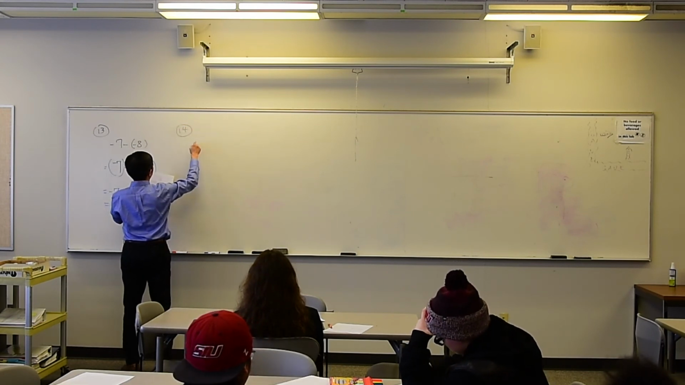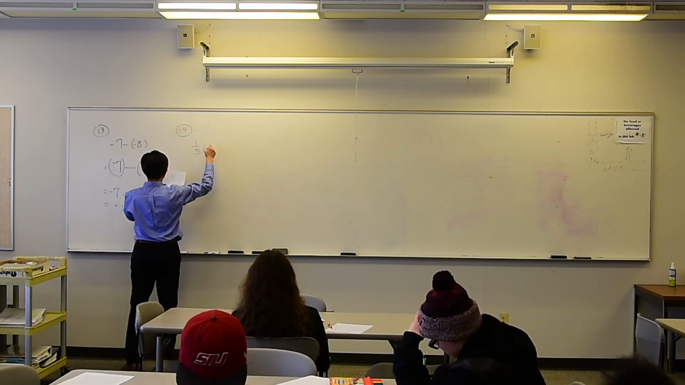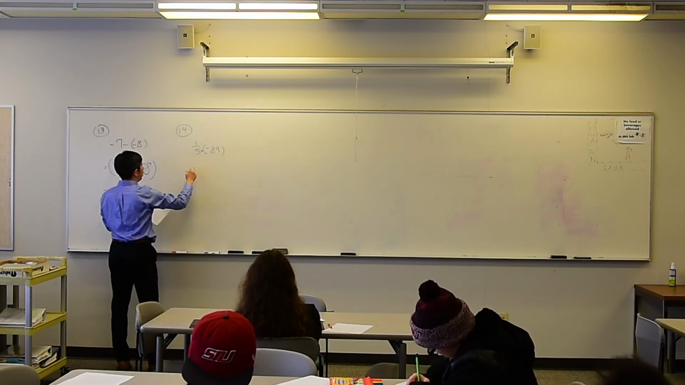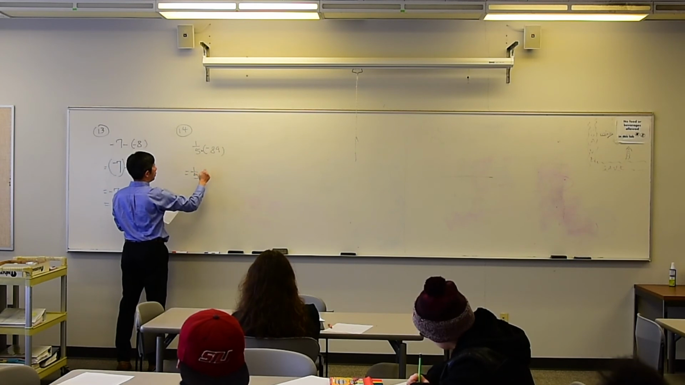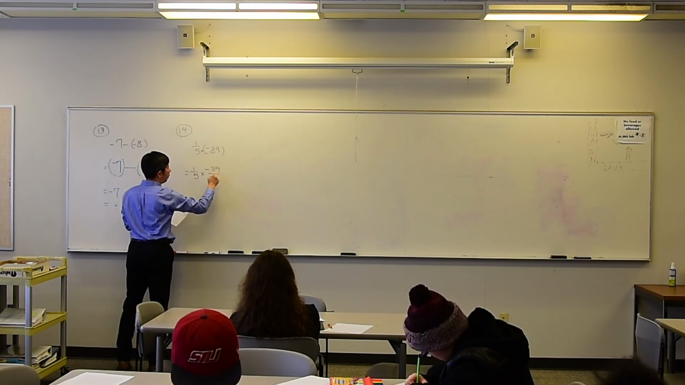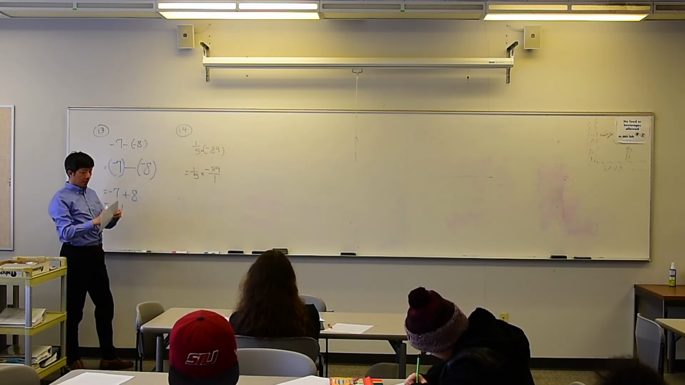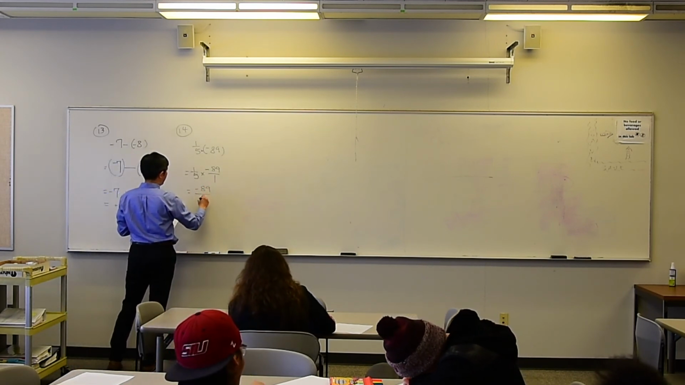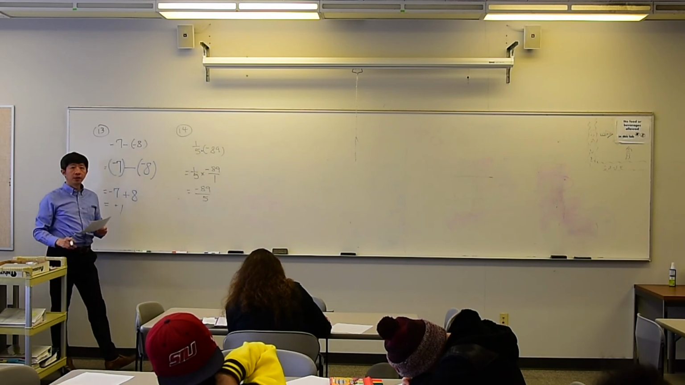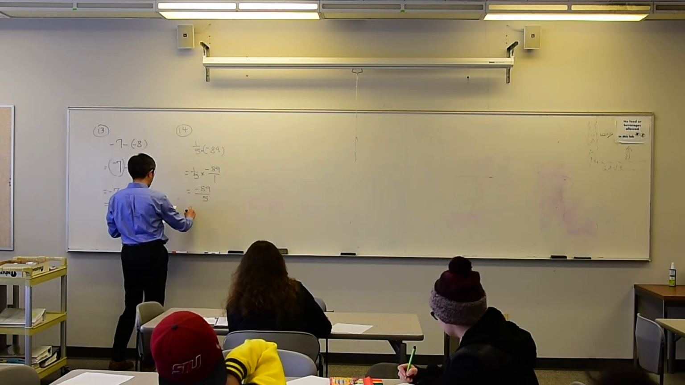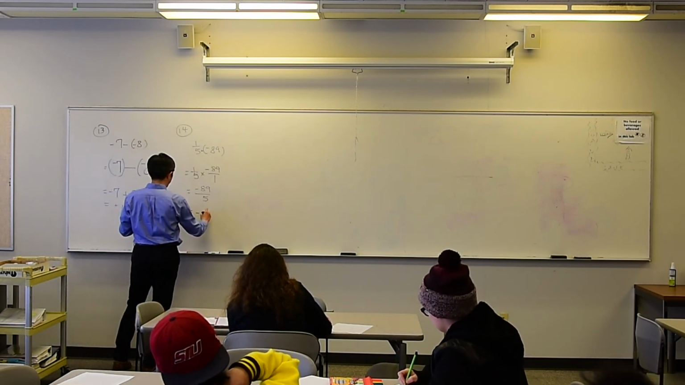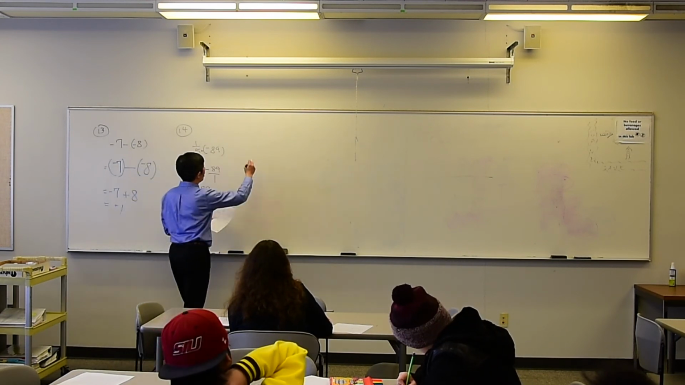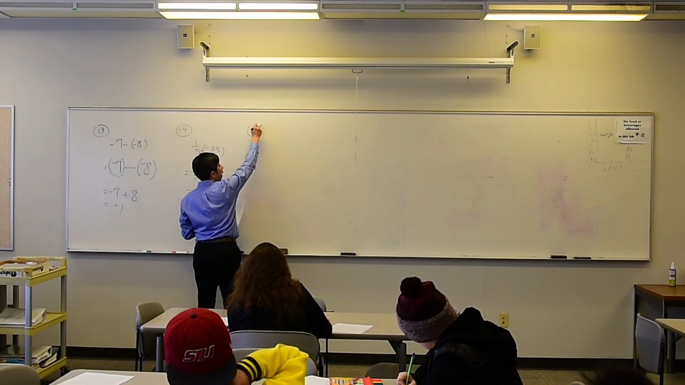Problem 14, 1 fifth times negative 89. So there's 1 fifth times negative 89 over 1, is that right? So therefore, we have negative 89 over 5, yes or no? Then we have to change this into a mixed number, 17 and 4 fifths.